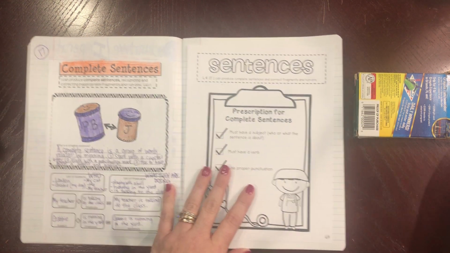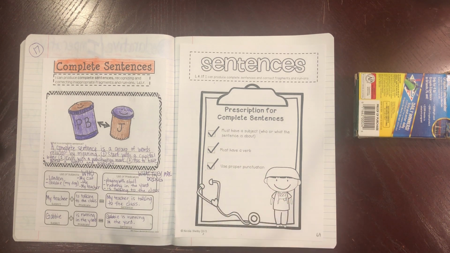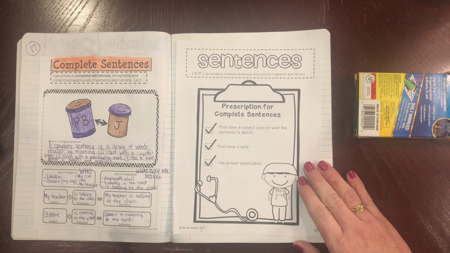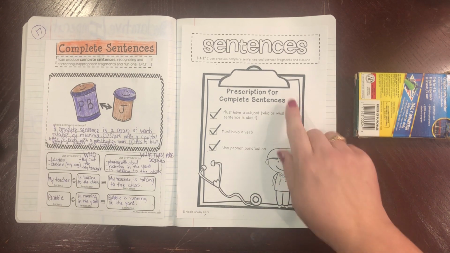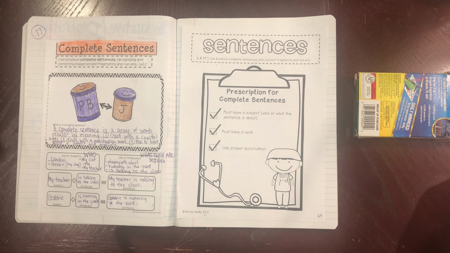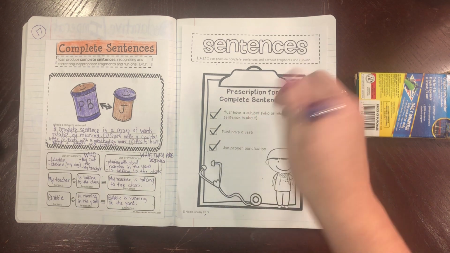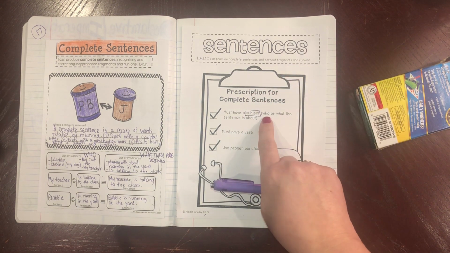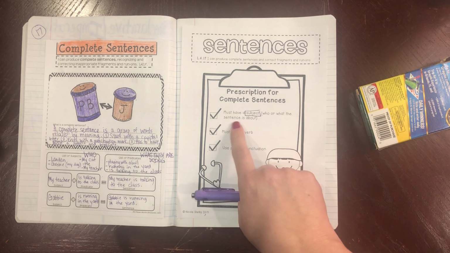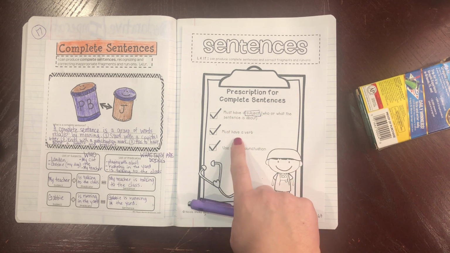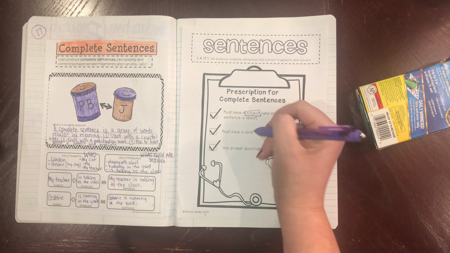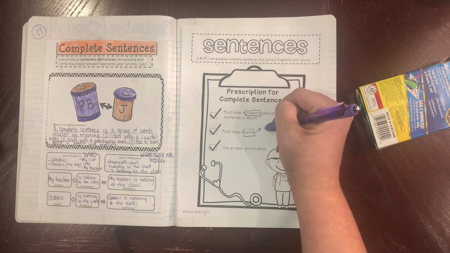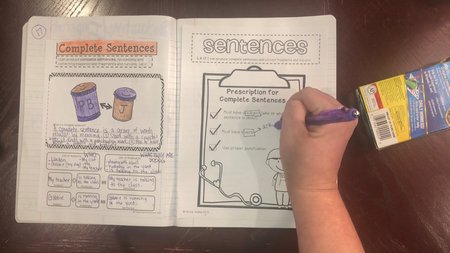All right, now moving over to the other side, our last side today, we're going to just look at the prescription for those complete sentences. So what are the components to make a sentence complete? So we said the first was must have a subject. So we're going to box the keyword, and that is who or what the sentence is about. The second is must have a verb. A verb usually is our indication that this is an action word.